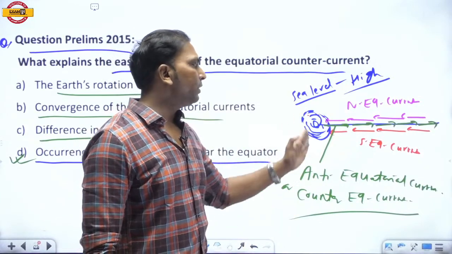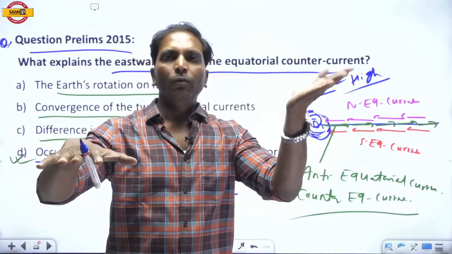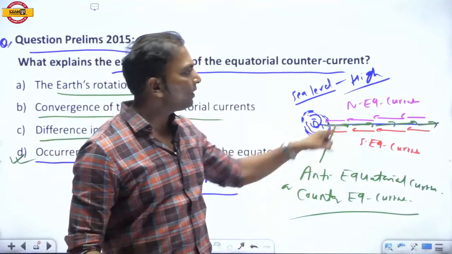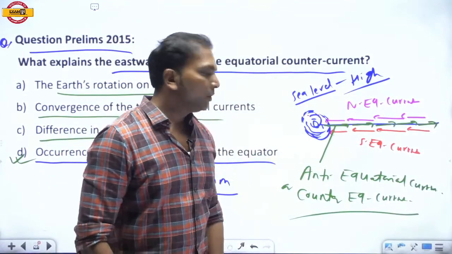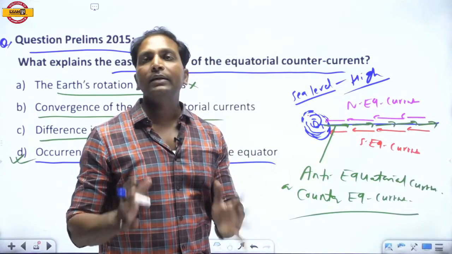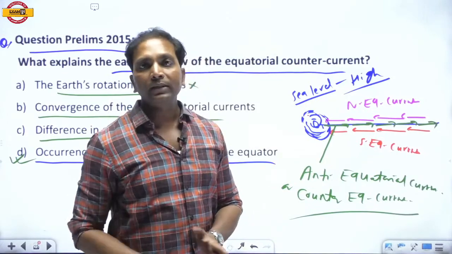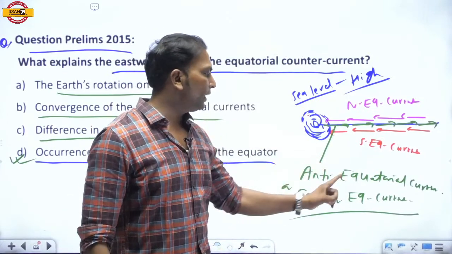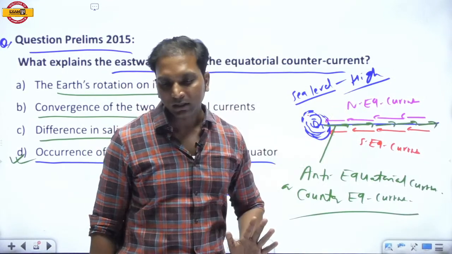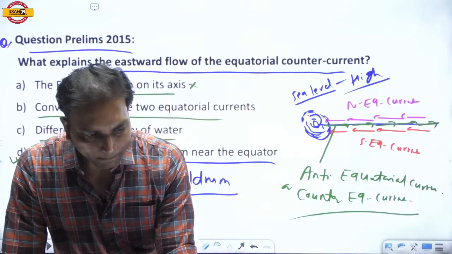And then you can see, just because of the differences of sea level, the water moves from this side to that way. And that is in between the north and the south equatorial currents. So you can see in the whole oceanic region, in the Pacific or Atlantic or Indian Ocean, the counter-equatorial current is found between the north and south equatorial currents.